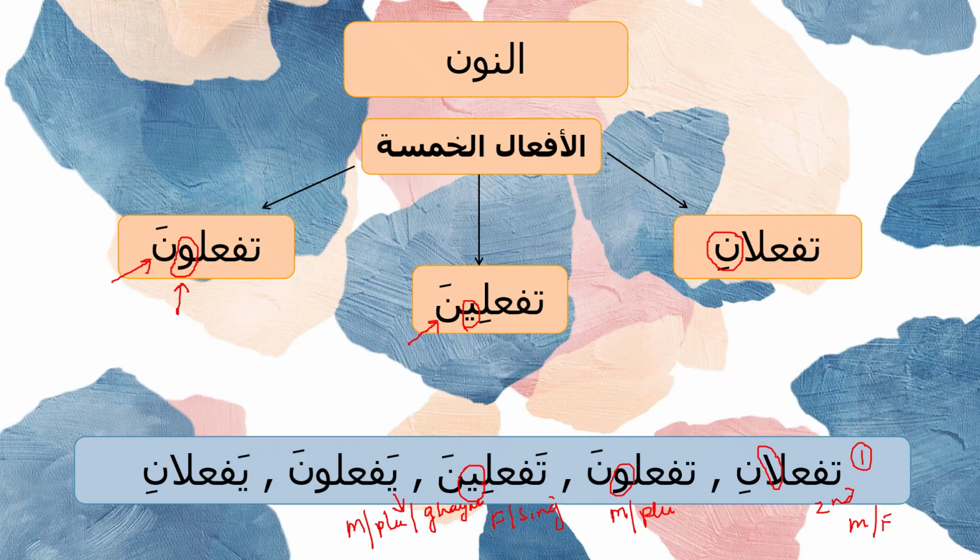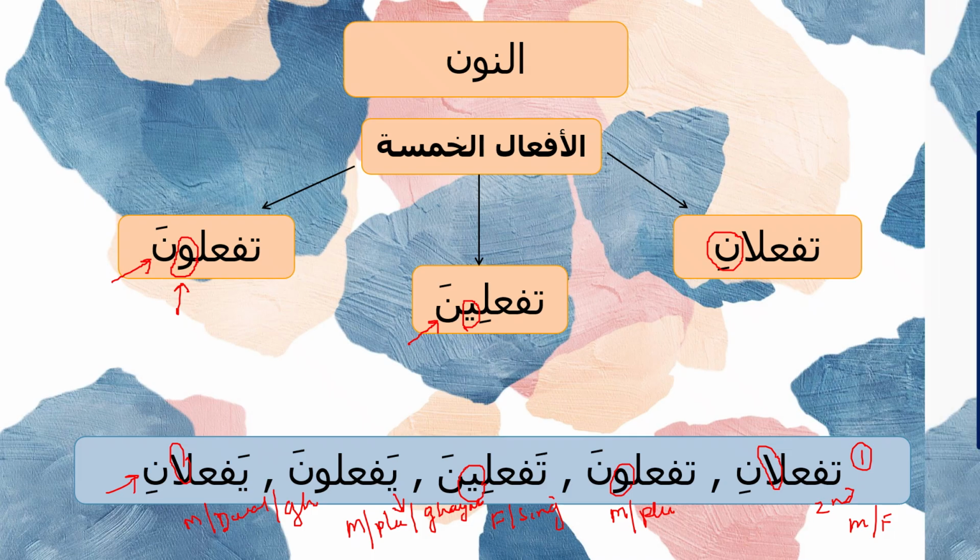And then yaf'alani, this is from the ghaib. It's the ghaib male dual. So this is the damir and this is the noon. So these are the five af'al al-khamsa, where you will see this extra letter noon, and the presence of noon tells you that this present tense is in marfu' case. So now let's see the next slide.